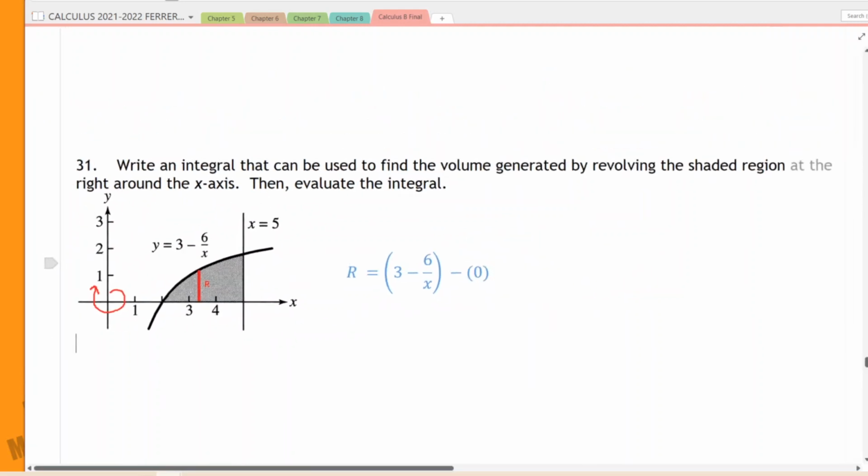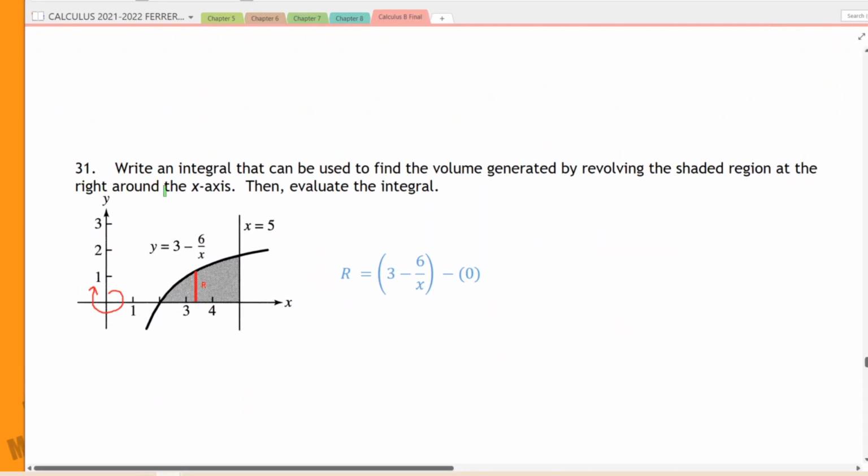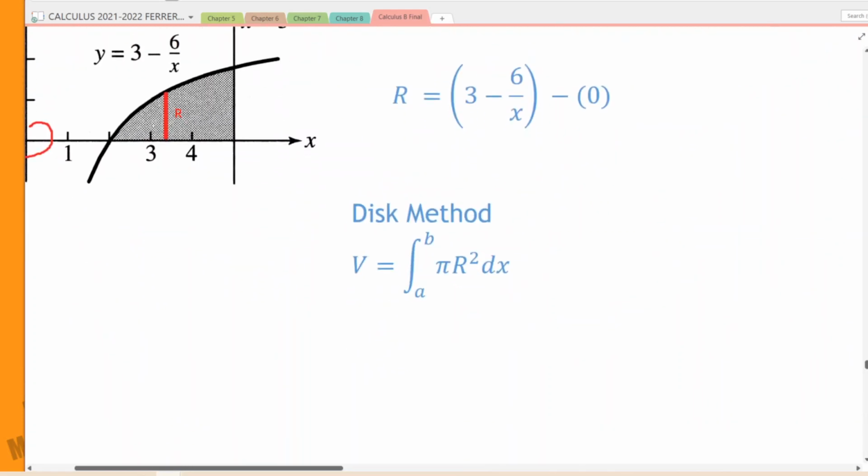Looking further at the problem here, we're revolving the region about the x-axis, and the x-axis is also a boundary for my shaded region. So that means that we are going to just need to utilize the disk method for this. So the disk method says that the volume is just going to be equal to pi r squared dx from a to b. And we know our radius is equal to 3 minus 6 over x.